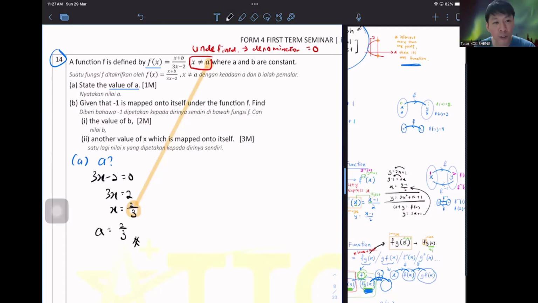Huh? Why 0? Because for the fraction, any number on top divide by 0, you press your calculator. Whatever number you take, you divide by 0.